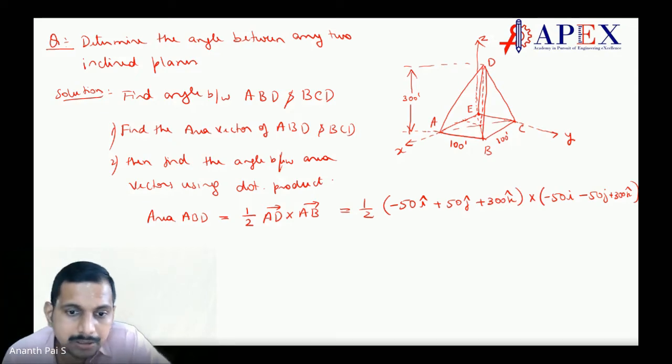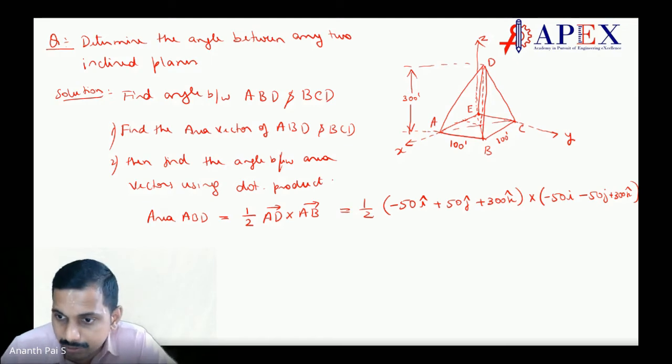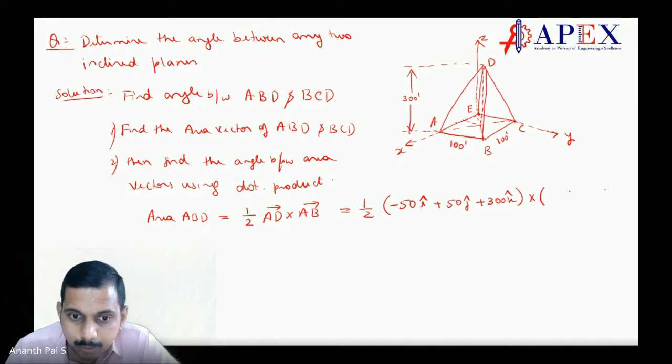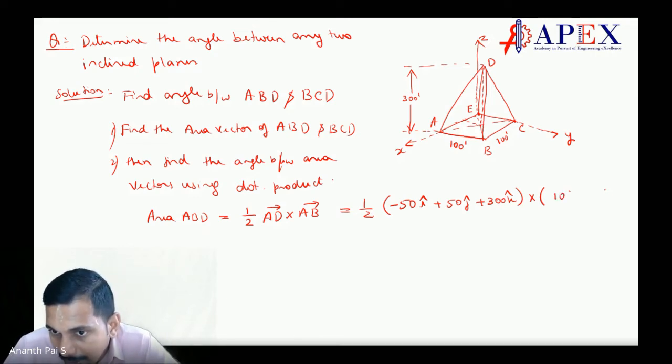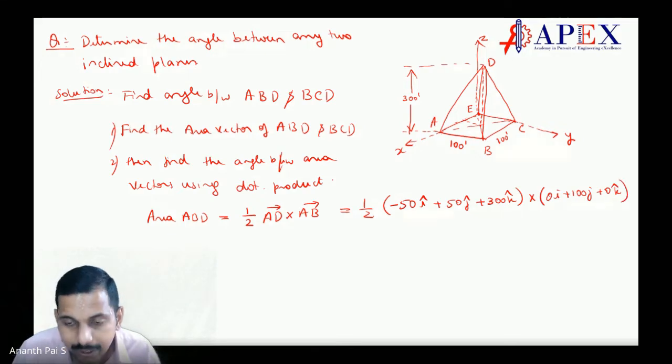I'm sorry, this is wrong, students. I'm very sorry, this is wrong. So what should it be? It should be going from A to B. A to B is only 100j, is it not? It is 0i plus 100j plus 0k, correct? So we have to find the cross product.